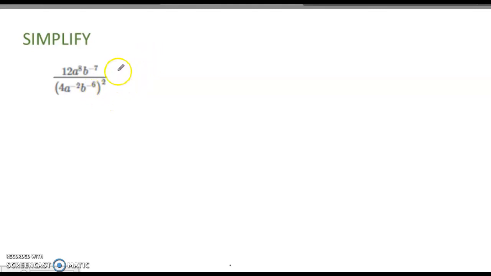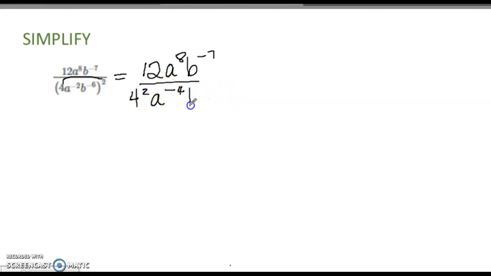To do this problem, we need to begin with applying our power laws down here in the denominator. So my numerator will stay the same. So this will be the 12a to the 8th, b to the negative 7th. In the denominator, when I distribute this squared to all of the pieces, I have a 4 squared, a to the negative 4th because we multiplied those exponents, and b to the negative 12th.